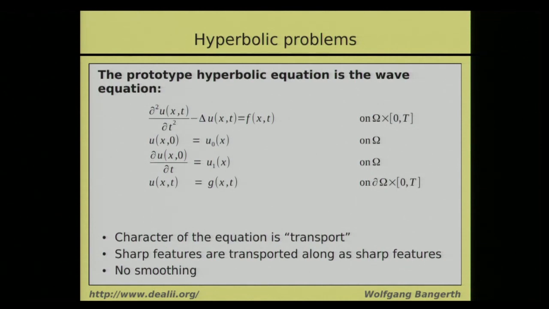So the character of these equations is that of transport, where for parabolic equations, for the heat equation, you had something that smoothes out. For the wave equation, you don't have that. For the wave equation, you throw your rock into the water and it produces a wave, and this wave is going to travel on in exactly the shape, maybe in smaller magnitude, but in exactly the shape forever. So that means that sharp features are transported along as sharp features, and there is no smoothing. And I will come back to this. This has one particularly important aspect later on when we investigate what that means for accuracy, how big we can actually choose a time step.